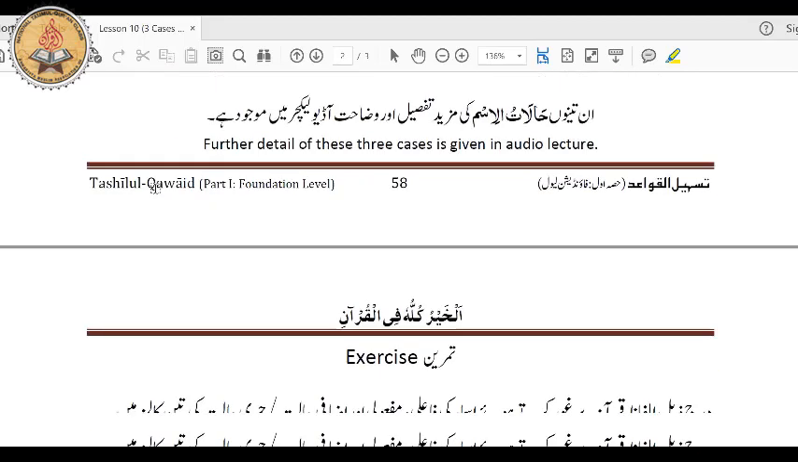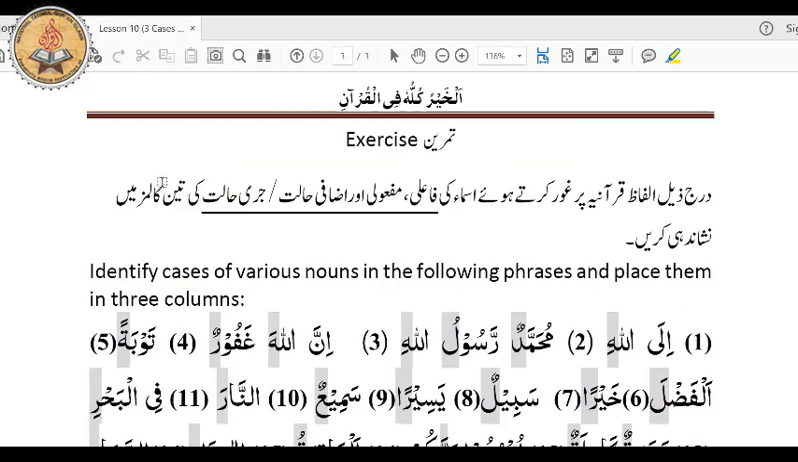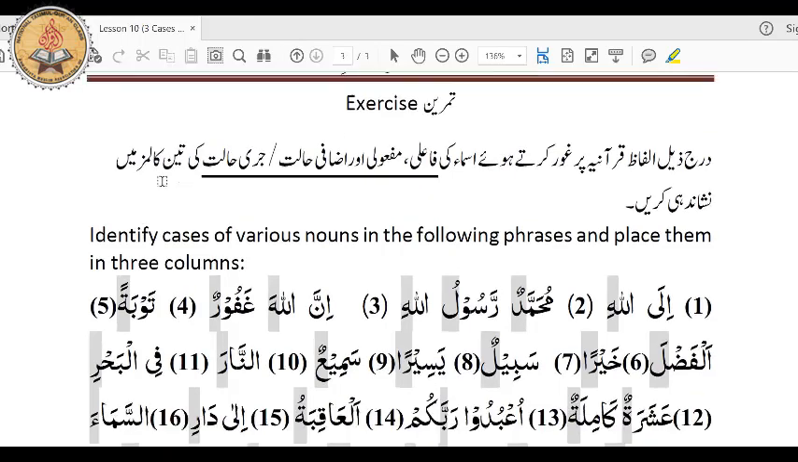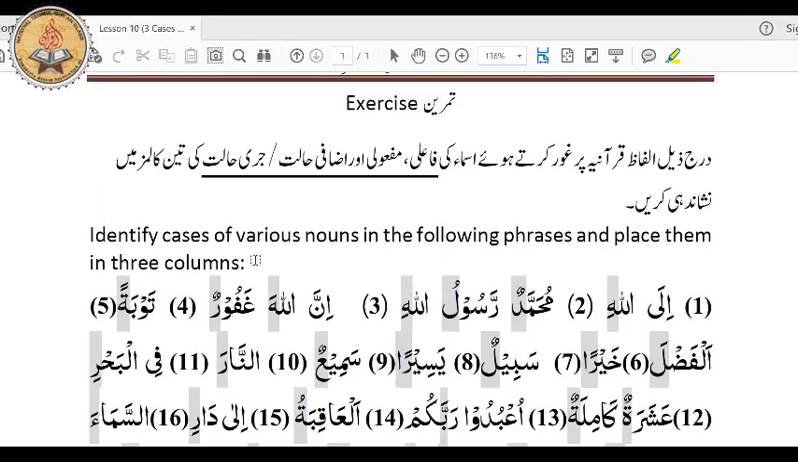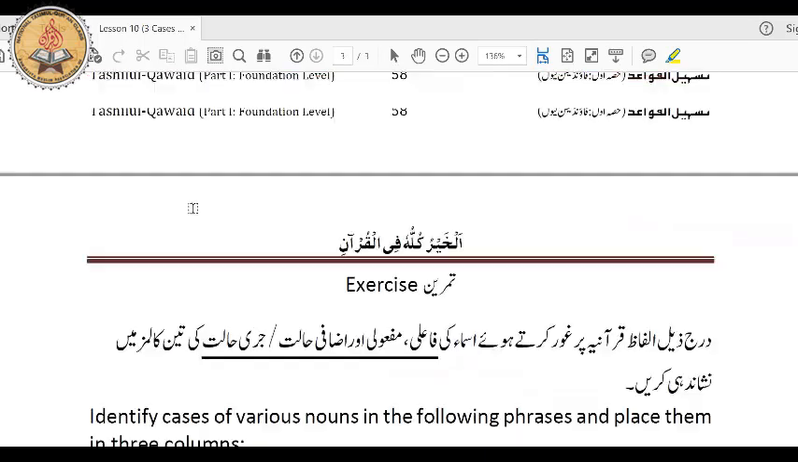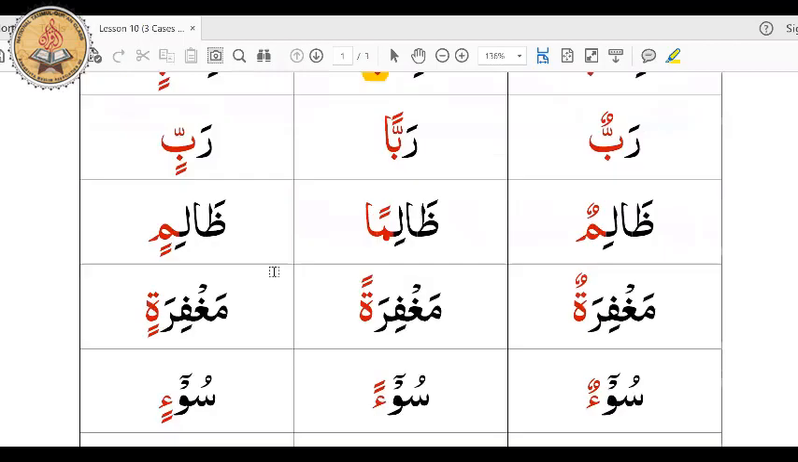Okay, we have 4 minutes to go, and this is your tamreen, your homework. Every word has been taken from the Quran. I said to identify cases of various nouns in the following phrases and place them in 3 columns. So in your daftar, on one page, make 3 columns like case 1, case 2, and case 3.